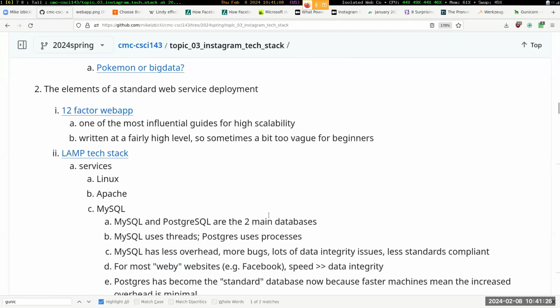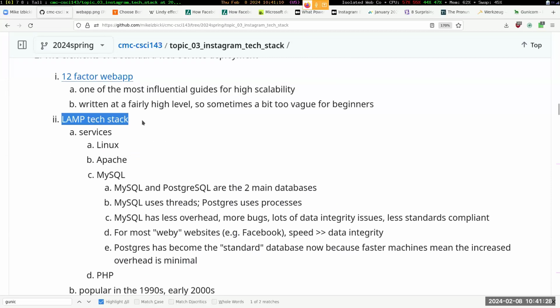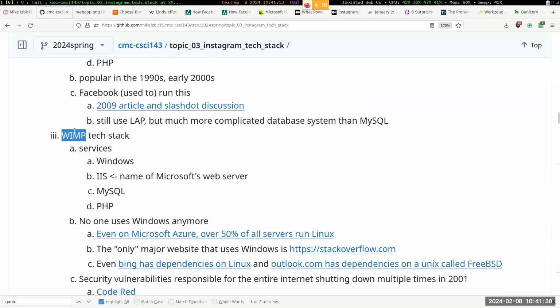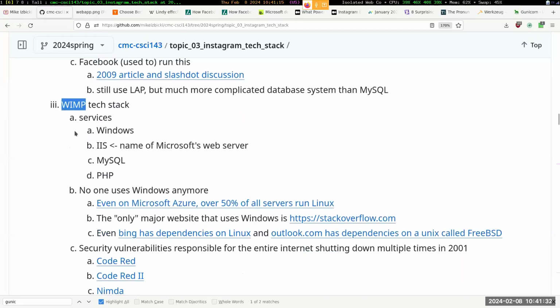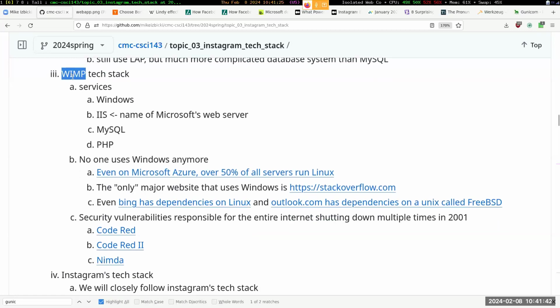Okay, as opposed to the LAMP tech stack, the competing tech stack through the 90s was this thing called the WIMP tech stack, which is the Microsoft version of the LAMP tech stack. This is the acronym that people came up with in order to make fun of it because it was really bad at the time. A little bit better now, but still, in my opinion, pretty bad. But at the time it was very bad.